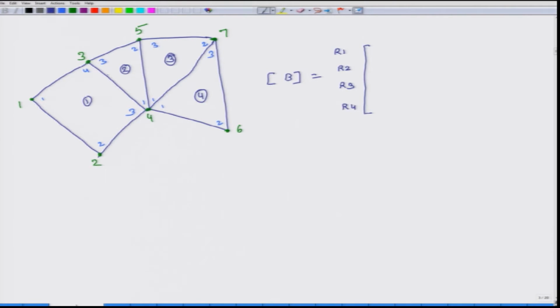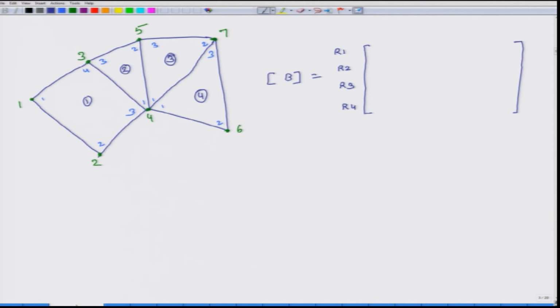4, because the maximum number of nodes in any element is 4. There are some elements which have 3 nodes, there are some elements which have 4 nodes, but the maximum number of nodes is 4. So, in this case it will be a 4 by 4 matrix, but the B matrix can be of any order.